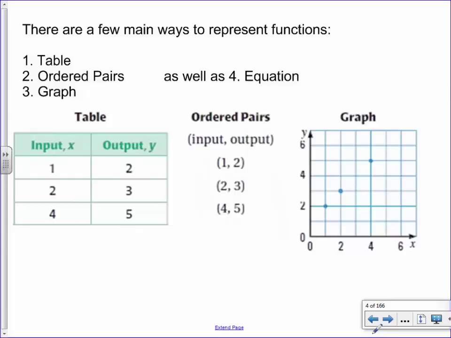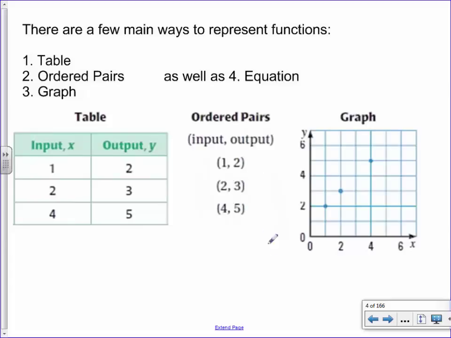Okay. The four main ways are to write a table of values. If you input 1, you get back 2. If you input 2, you get back 3. If you input 4, you get back 5. Another way you could write it is as an ordered pair. Well, ordered pairs and table of values, they really look kind of the same way. Like 1 gives you 2. A 2 gives you 3, a 4 gives you 5.